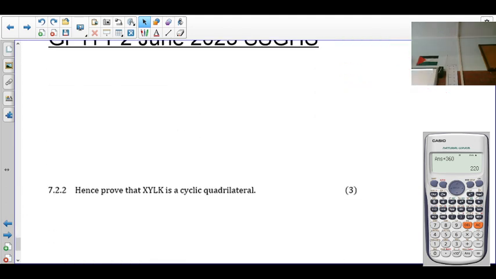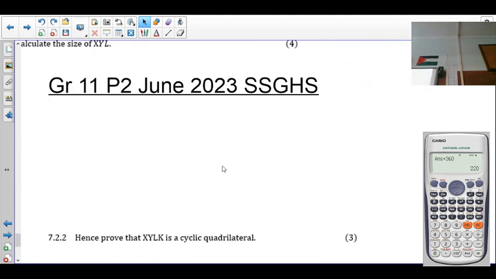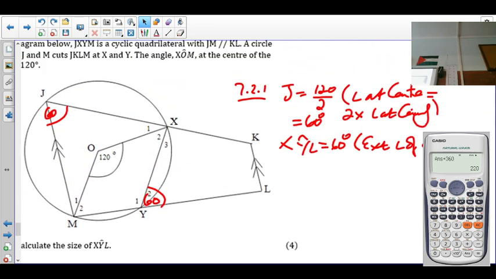Let's see how far behind we are. We're not too far behind.